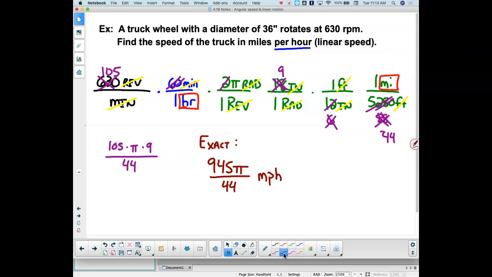So if we were asking for the exact answer, that would be the exact answer. If we were looking for a rounded answer, I get 67.4728 miles per hour. The pi key.